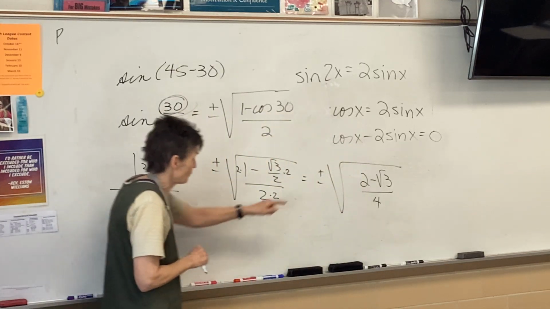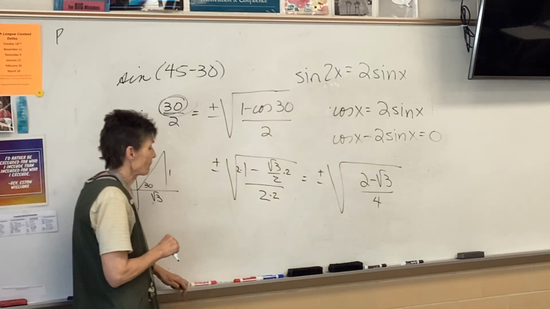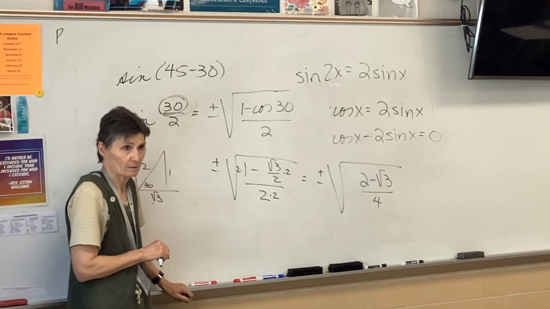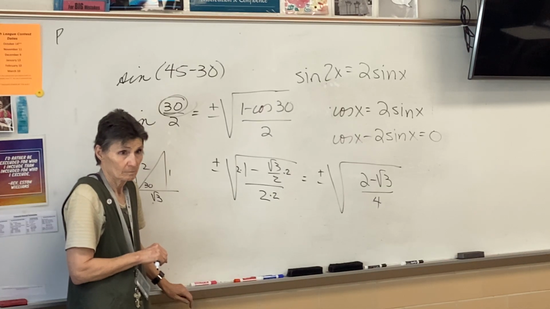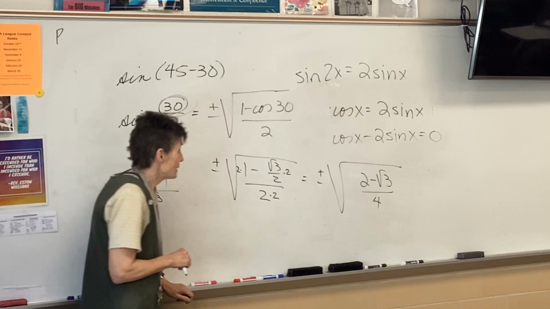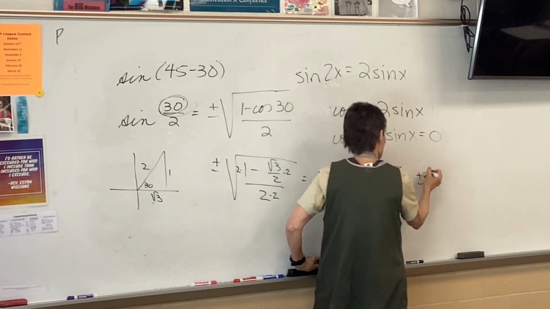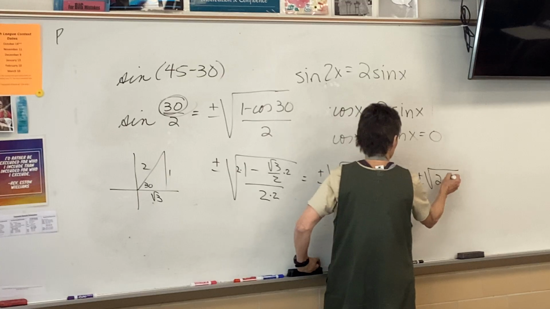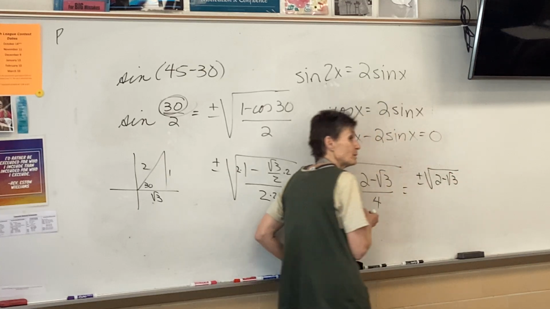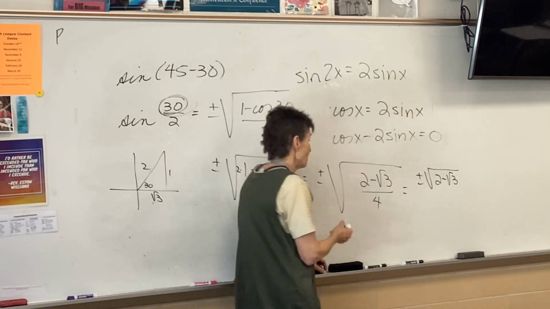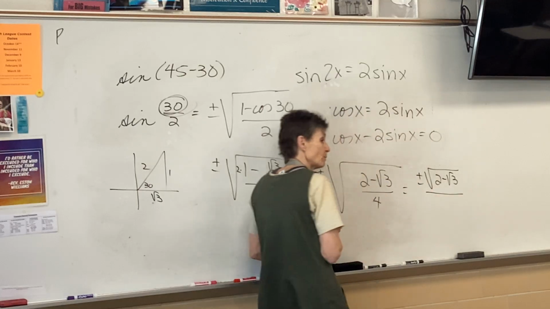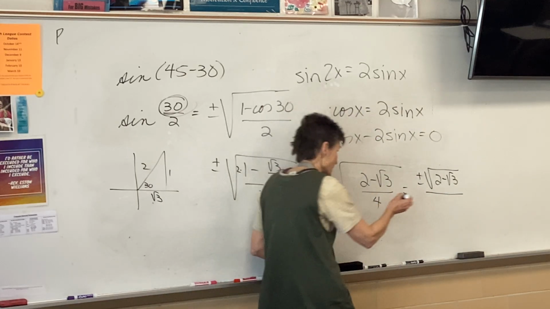2 minus root 3 over 4, all under the radical. With me? So I'm taking the square root of the top, and that is just gonna be the square root of 2 minus root 3. Okay, I can't do anything with that. But the bottom is the square root of 4, which is 2.